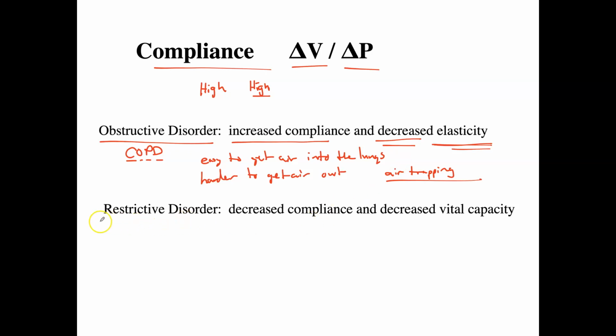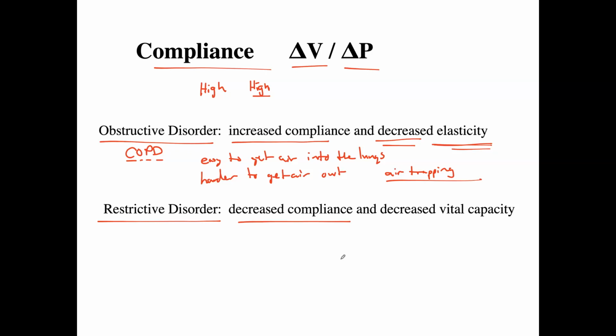Contrast that with restrictive disorders. In restrictive disorders, we see decreased compliance. We actually see a buildup of fibrous tissue within the lungs. Essentially, the lungs are developing scar tissue. And this could be caused by exposure to asbestos. This could be what's commonly referred to as coal miners' lungs, so exposure to coal dust, silicone exposure, any sort of environmental particulates that can actually cause pulmonary fibrosis to take place.